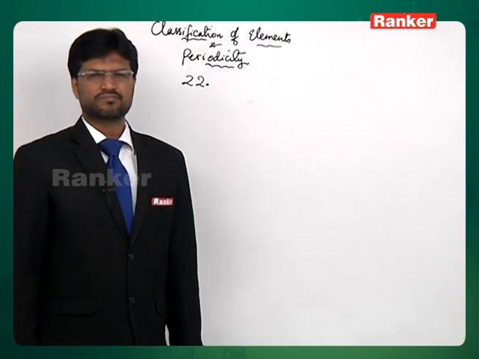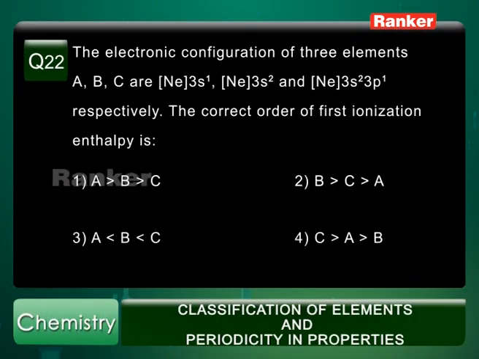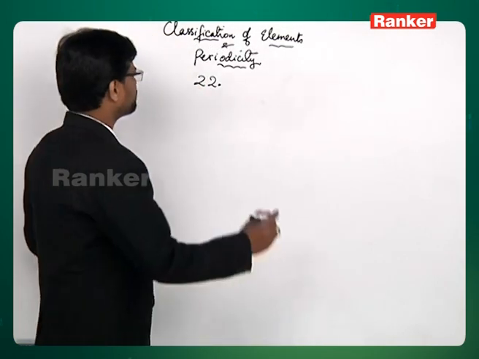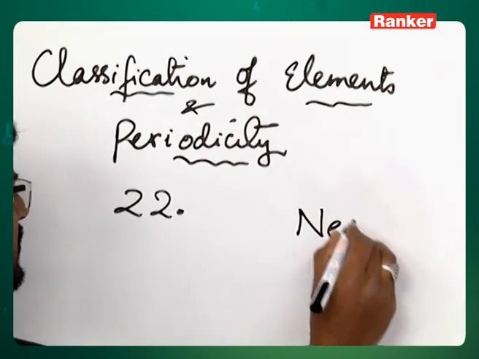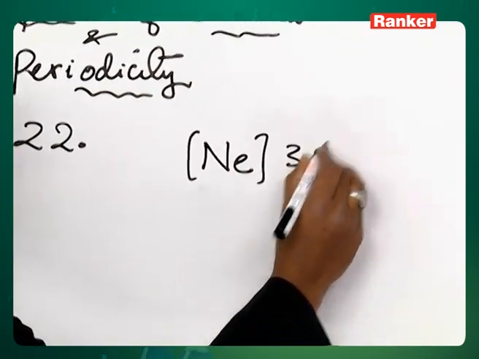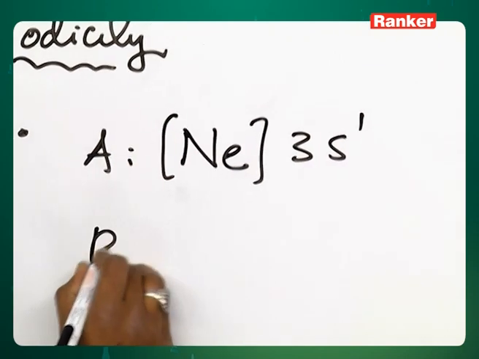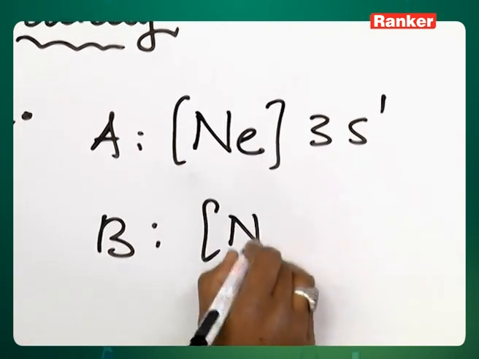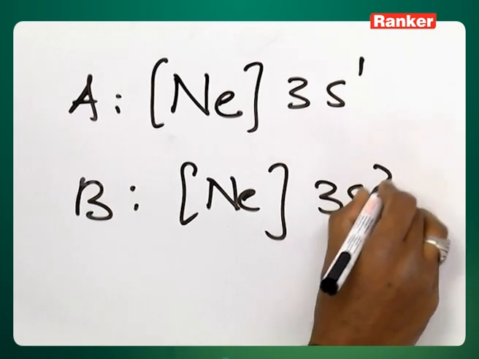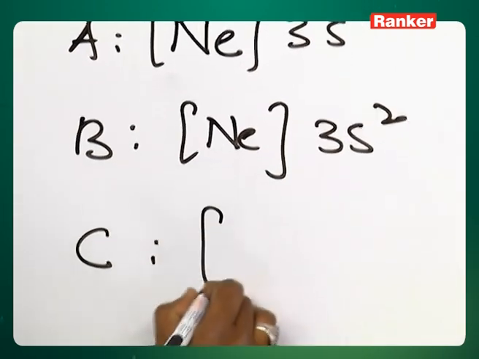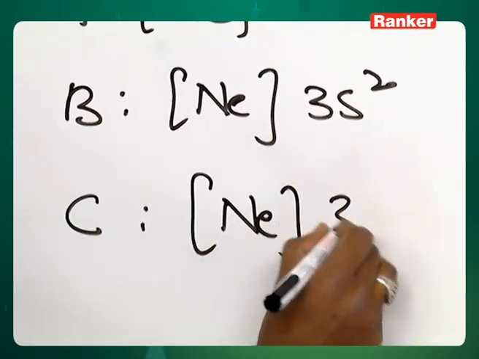Question number 22. The electronic configuration of three elements A, B and C are neon 3s1, neon 3s2 and neon 3s2 3p1 respectively. The correct order of first ionization enthalpy. See, the first element is neon 3s1, this is element A. Element B is neon 3s2 and element C is neon 3s2 3p1.